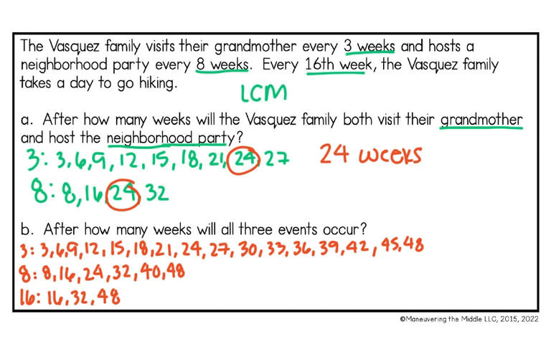All right, so I've written out our multiples as you can see. For 3, I have 3, 6, 9, 12, 15, 18, 21, 24, 27, 30, 33, 36, 39, 42, 45, and 48. For 8, I have 8, 16, 24, 32, 40, 48. For 16, I have 16, 32, and 48. And I stopped there because I can see that all 3 numbers have 48 in common. Even if I keep going, 48 is going to be the smallest number that they have in common. So I know that our answer is 48 weeks.